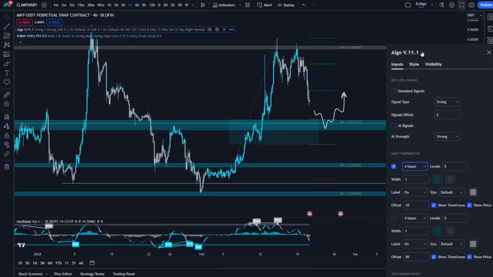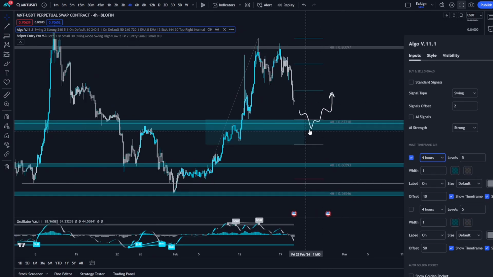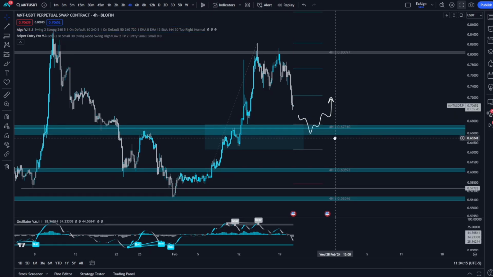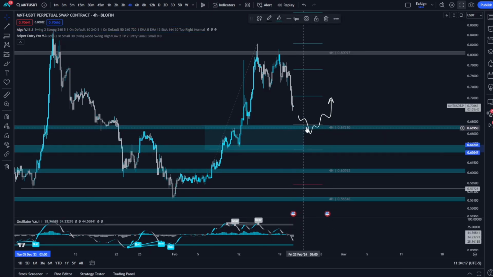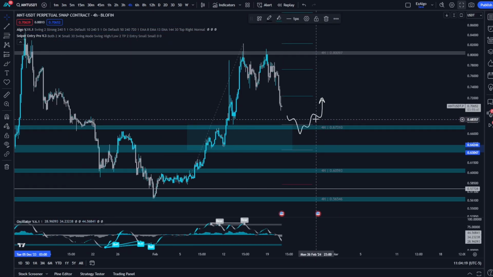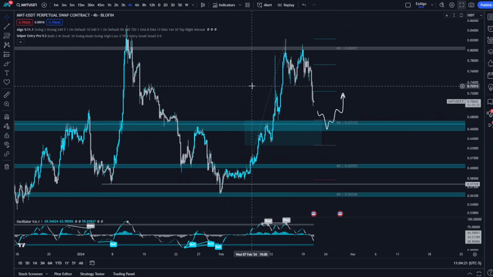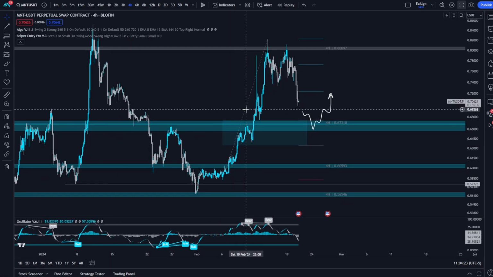There we go. So the 4-hour levels, as you can see, the EzAlgo support zone overlaps my own manually drawn zone to a T. So if you need help finding these zones, you can use the EzAlgo support and resistance zones. First link in the description below.